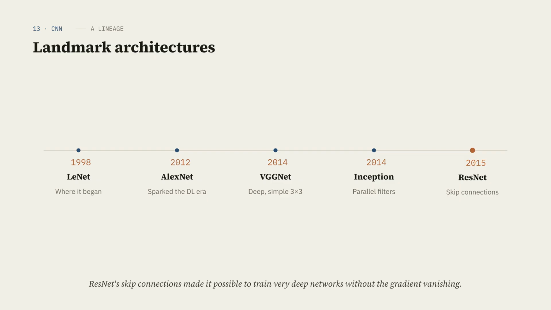CNN history shows a trend toward depth. LeNet started it, AlexNet triggered the deep learning boom, VGG brought deep 3x3 filter stacks, and ResNet changed the game with skip connections. Those connections allowed us to train networks with hundreds of layers without gradients vanishing.